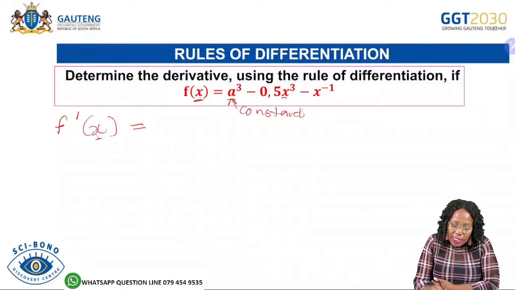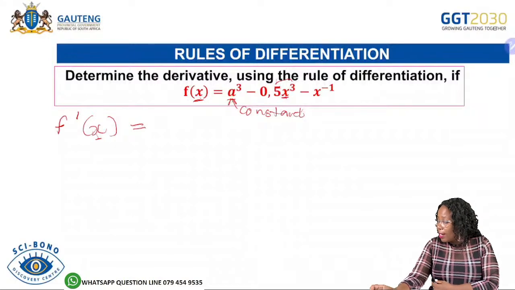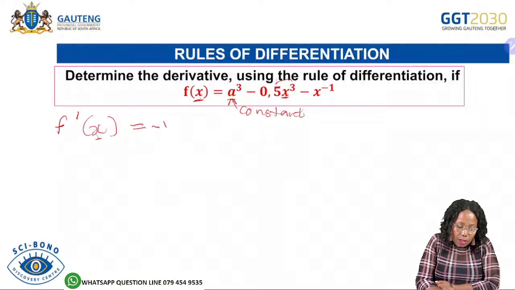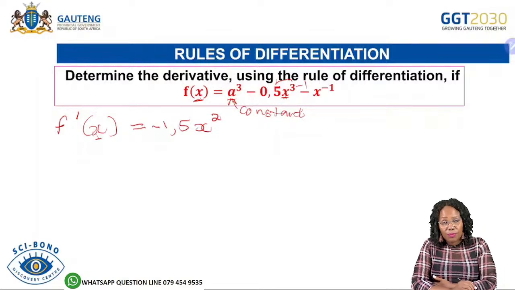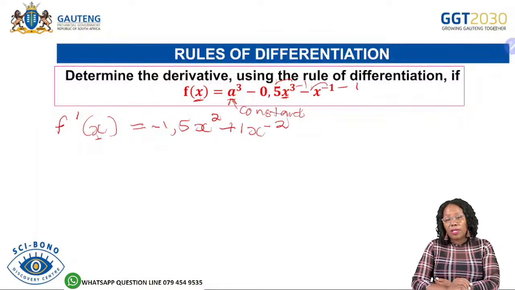Right. Then for the second one, it will be in terms of x. Yes, x is there. Then it will be 3 times 0.5. And for that one, we'll end up with an answer that is minus 1.5x. And then we subtract 1 from the exponent. It will be to the power 2. Okay. And then we derive the last one. Minus 1 times minus 1 there. It's a positive 1x, and then minus 1 from the exponent, it will be minus 1, which is minus 2.